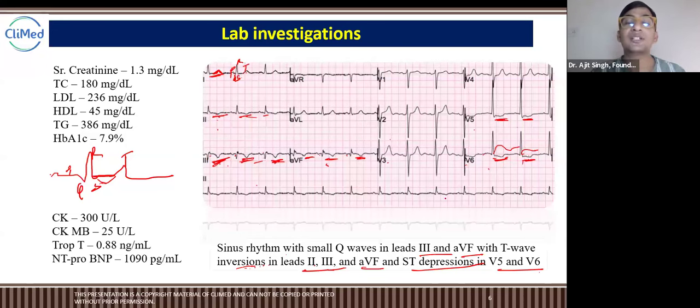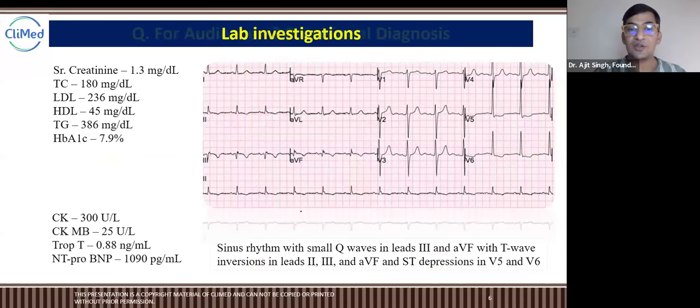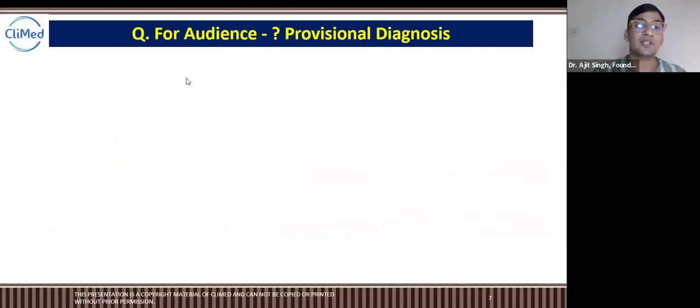So it shows the myocardial infarction. Which myocardial infarction? Guys, let me describe in the next slide how you can differentiate. First of all, the question for all of you is, based on these investigations, the family history and everything, whatever the case you have studied till now, what is your provisional diagnosis?